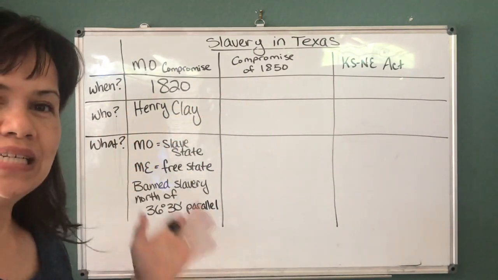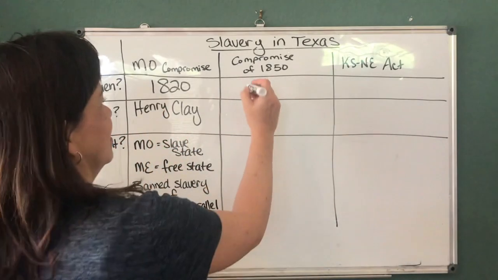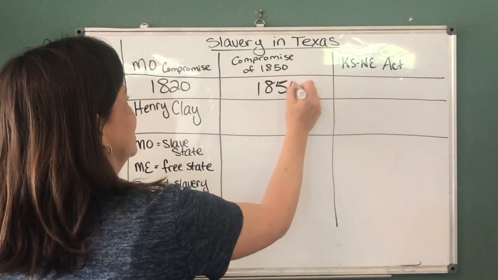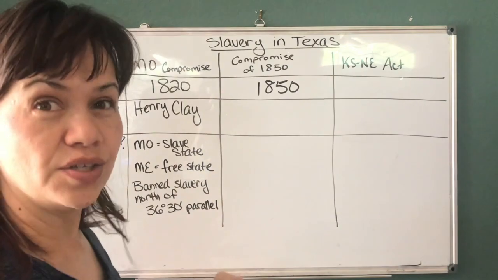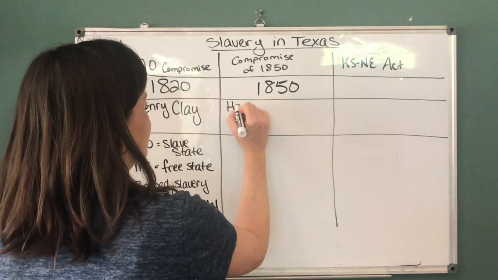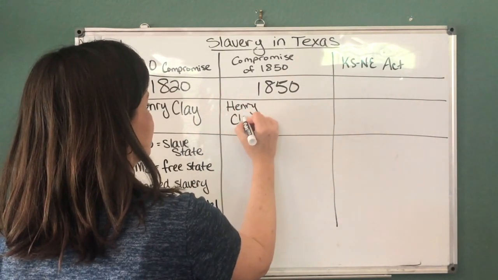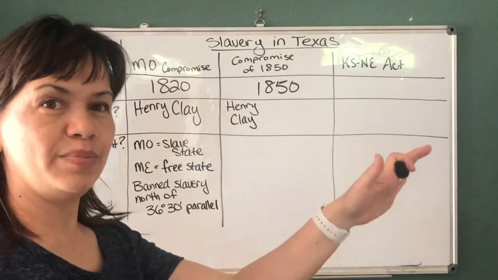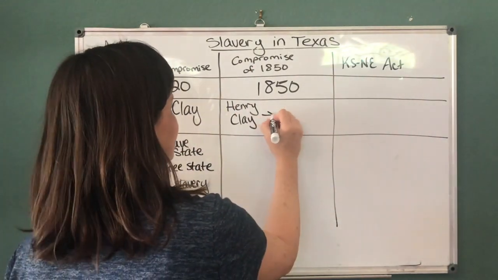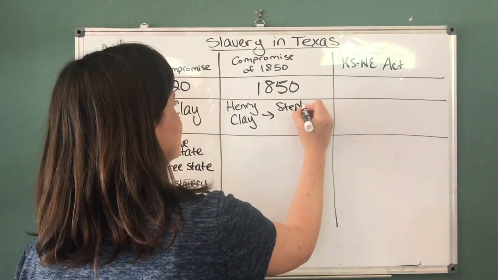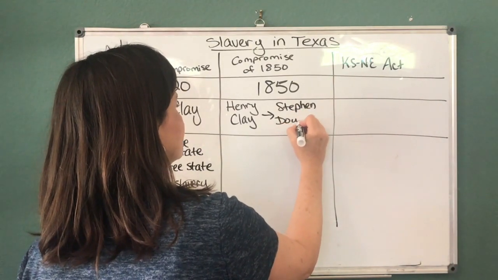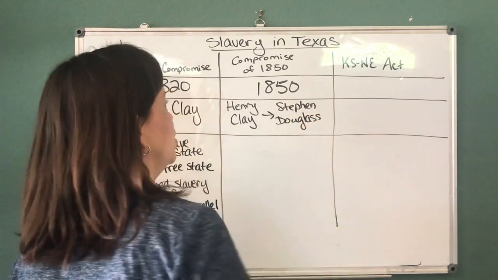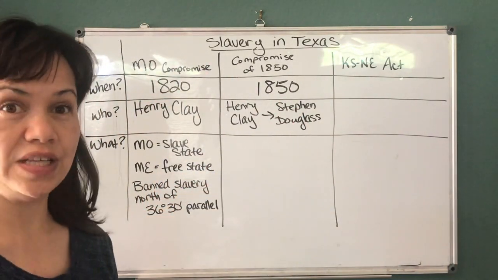The Compromise of 1850, 30 years later, obviously that was in 1850. And Henry Clay was also the author of that. But then you'll remember he passed the baton to Stephen Douglas, who pushed the Compromise of 1850 through.